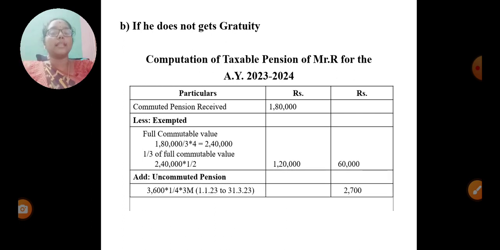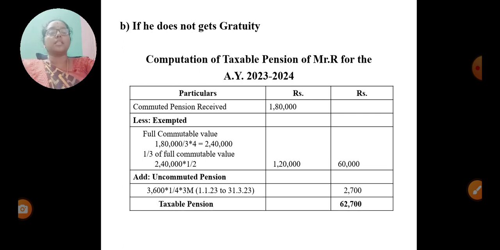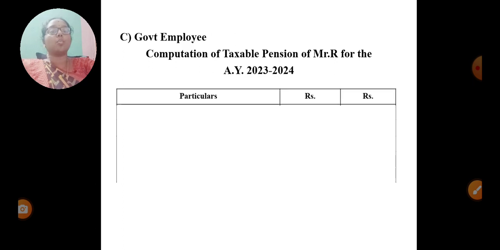And we are adding the uncommuted pension as we have seen in the last problem. So the answer will be 62,700. The only difference between the previous answer and the current answer is that he does not get gratuity in the previous problem. Here he is getting gratuity. So if he gets gratuity, 1/3 of the full commuted pension is exempted. If he does not get gratuity, half of the full commuted value is exempted. That is the only difference.